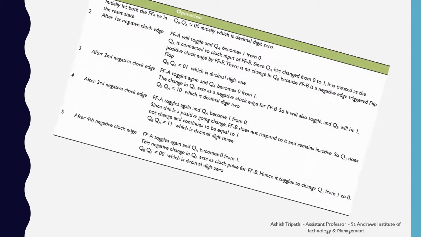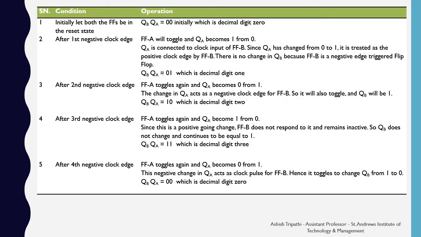Here is an operation table for the previous flip-flop. Here you can see that initially both of the flip-flops are in the reset state. That means QB QA equals 0 0, which is the decimal digit 0.